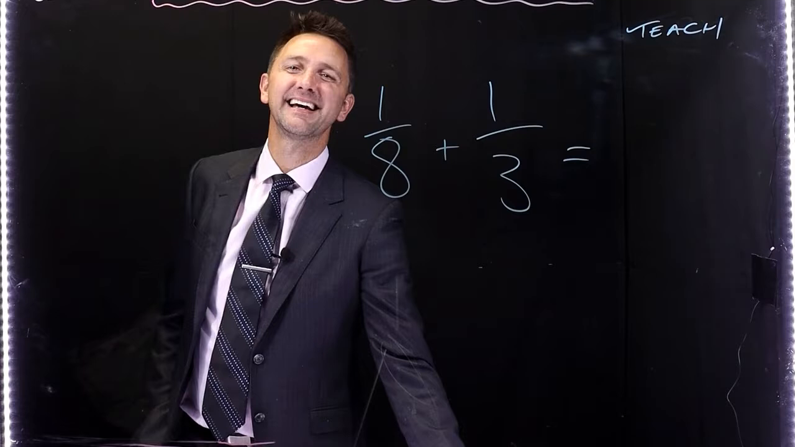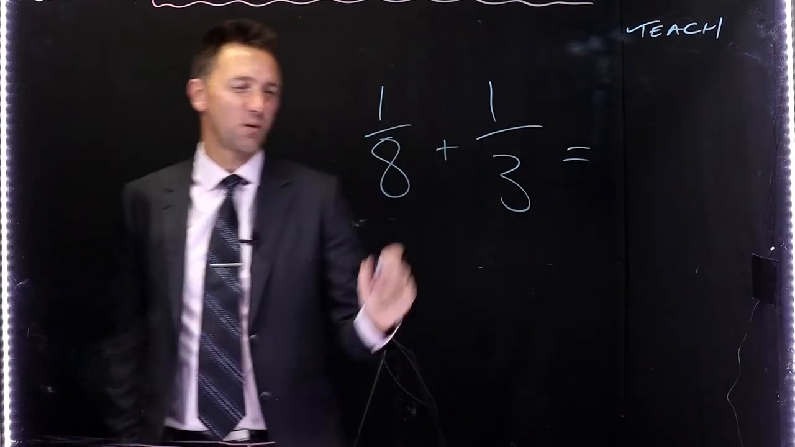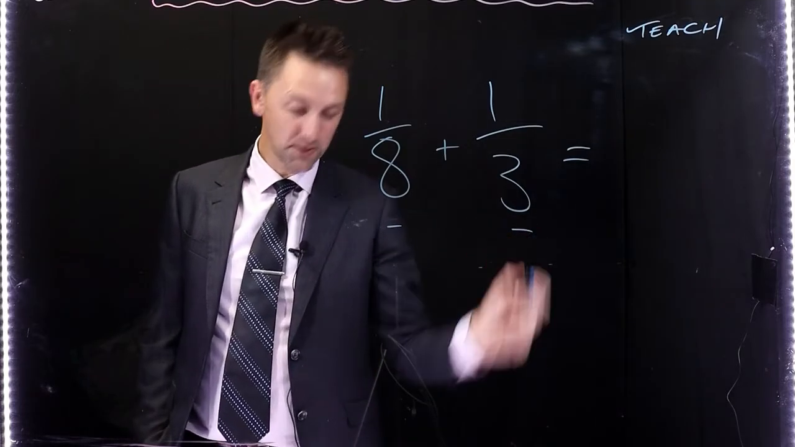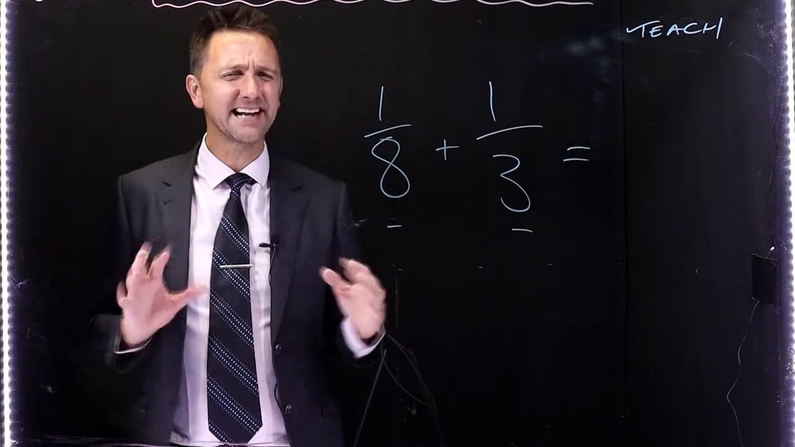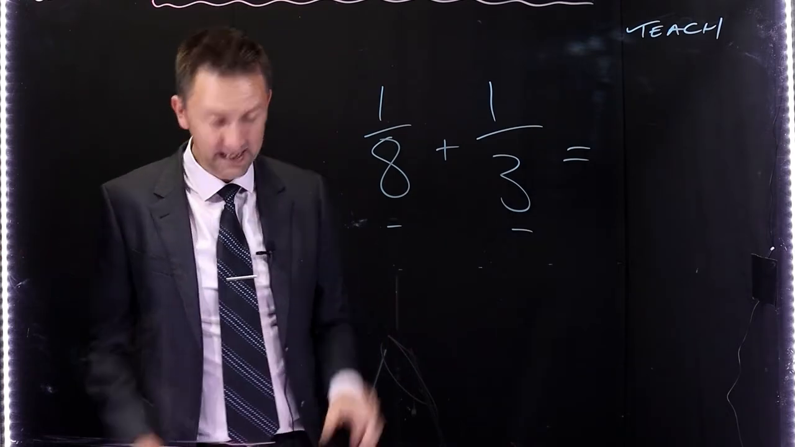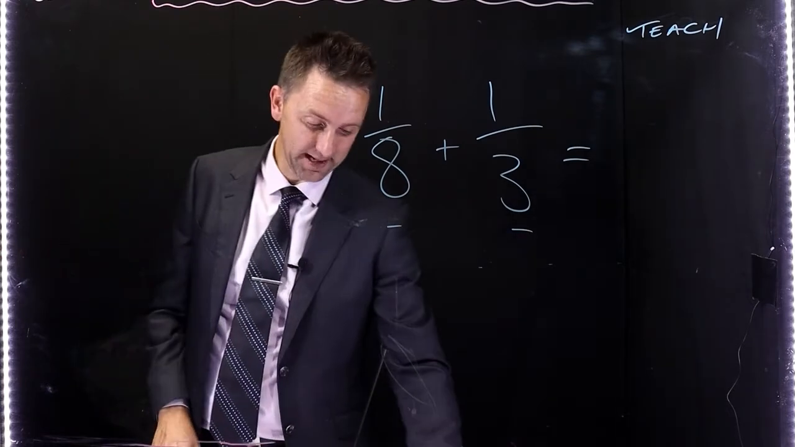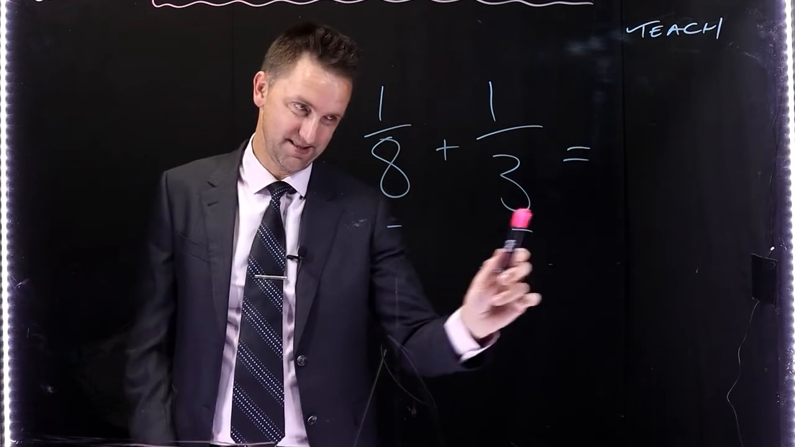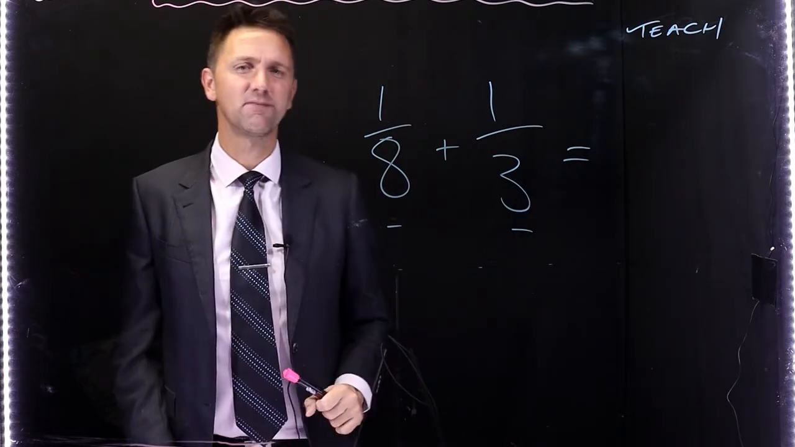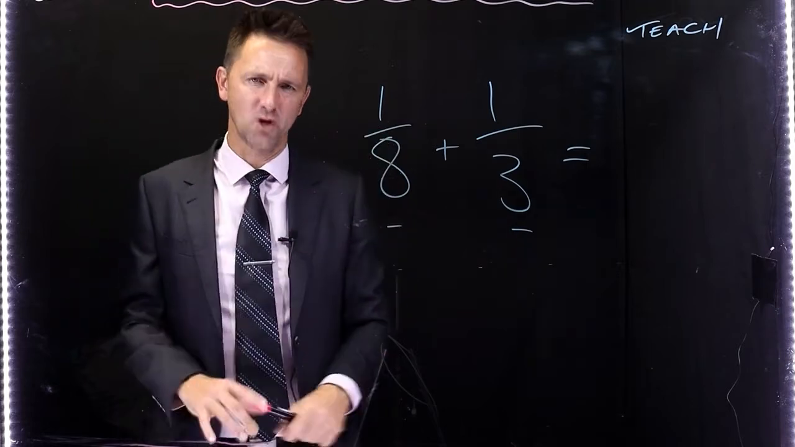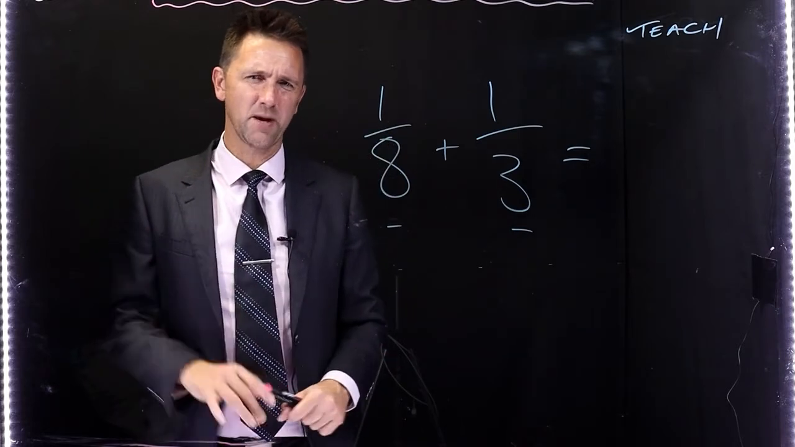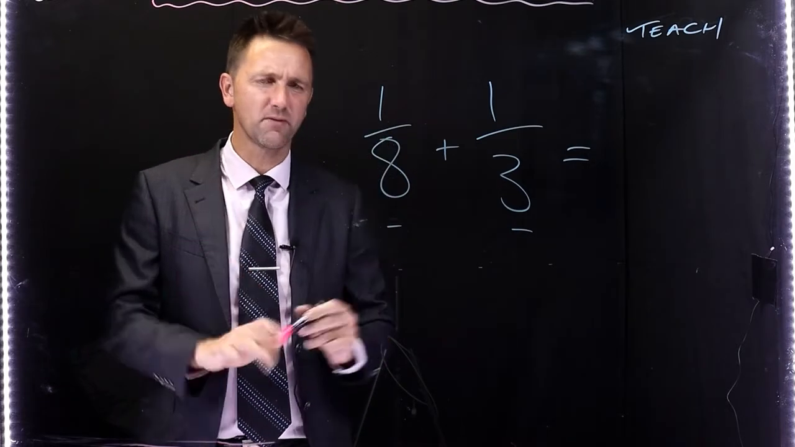Okay, now look, here's where it gets a bit trickier. 1/8 plus 1/3, look, they're different denominators. And you can't add together different denominators. You can only add same denominators. So we've got to convert them so they are both the same denominator. And I guess in order to do that, we're going to change them into an equivalent fraction.